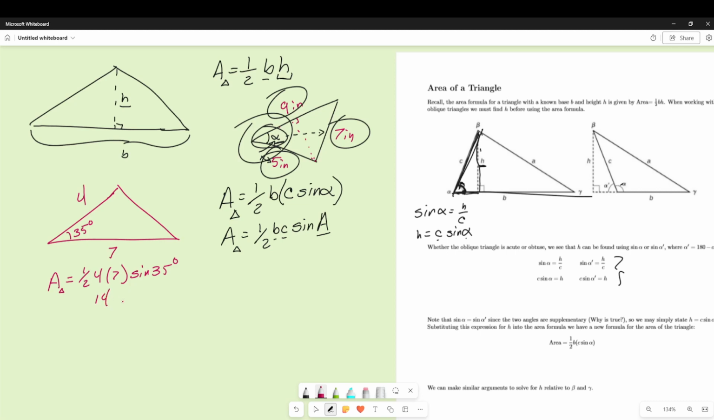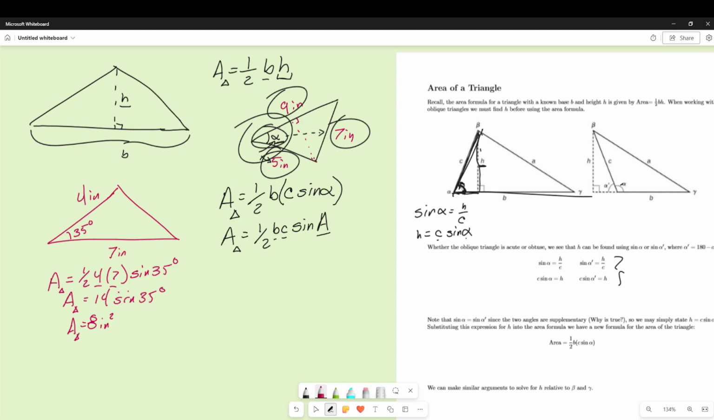So is that 14 times the sine of 35 degrees? Technically that's a nice exact answer, but if you want an approximation, 14 sine 35 degrees, and we get 8. So the area of that triangle is 8, and if these are inches, do be careful, because this is 8 square inches, because we have inches times inches.